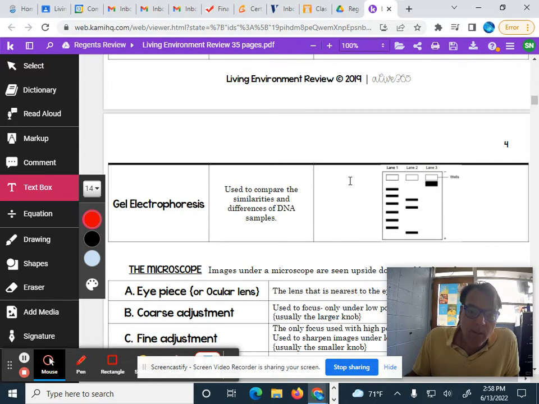Gel electrophoresis is where we take a restriction enzyme to cut up DNA.